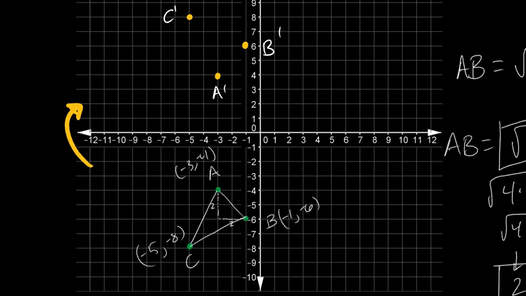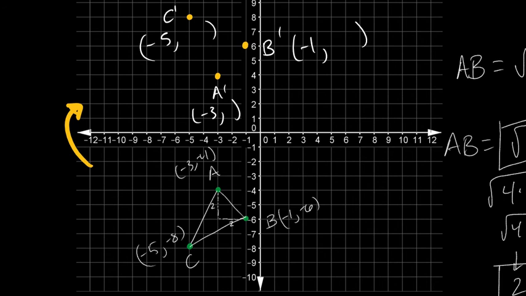And one of the things that I noticed is all the x values stay the same, right? So B had an x value of -1, A had an x value of -3, and C had an x value of -5. Now, what happened with the y values is, you can think about it this way, they're actually the absolute values, right?